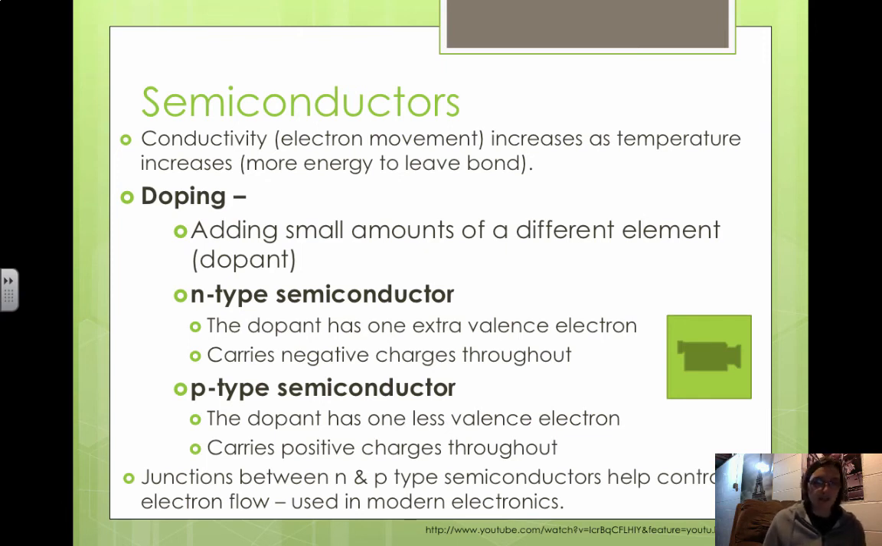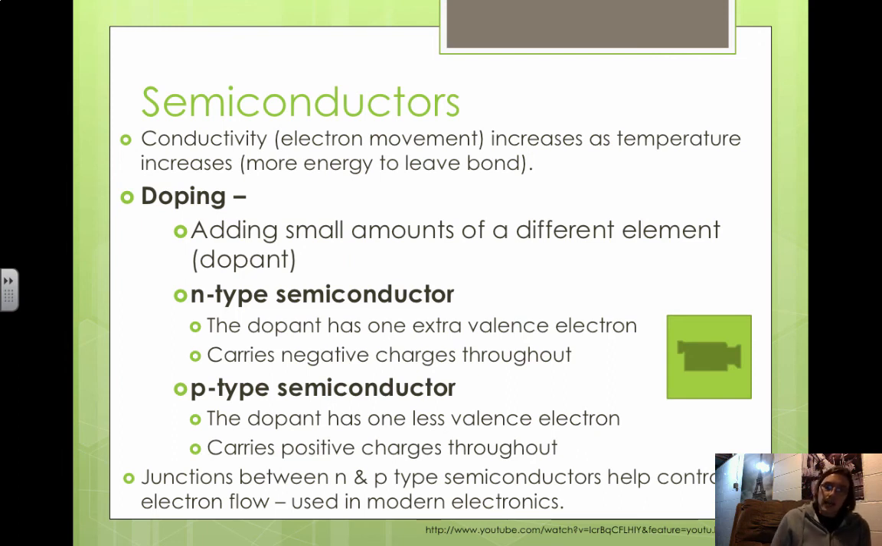There's 1 less valence electron. Now, it's not positively charged. It carries the positive charge throughout. The hole in the semiconductor, the hole in the lattice, is actually what moves throughout the semiconductor. So now these holes, which are referred to as positive holes, move through the semiconductor, and that is actually what allows the charge to move.